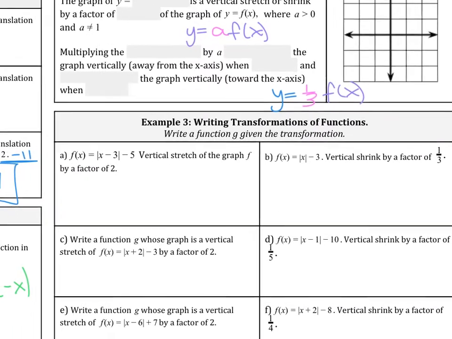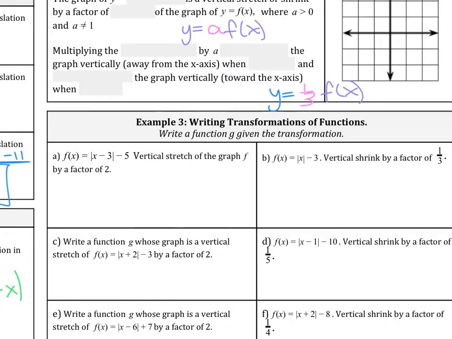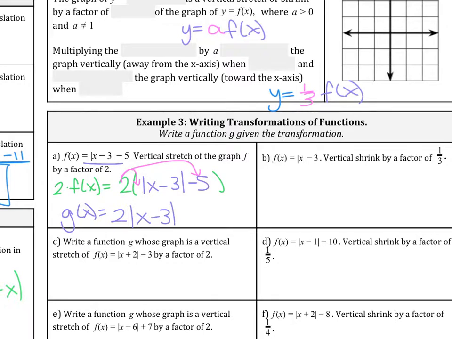A vertical stretch of the graph of f by a factor of 2. So to do it piece by piece, if you wanted to write it, we're going to take 2 and multiply it to the entire function. So I'm going to take 2, and then I'm going to multiply it to absolute value of x minus 3 minus 5. Again, this is similar to the reflection in the x-axis. We're going to distribute it to the front and to the back. So what this becomes is g of x equals 2 absolute value of x minus 3 minus 10. So the things that change is just the 2 in the front and the negative 10 at the back.